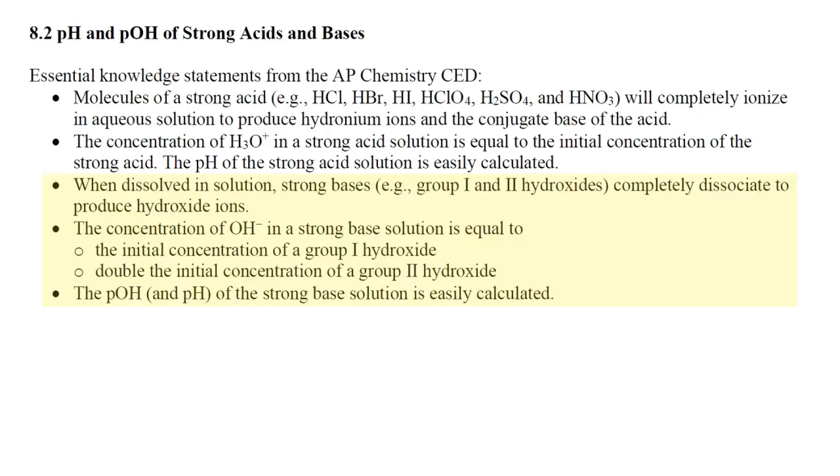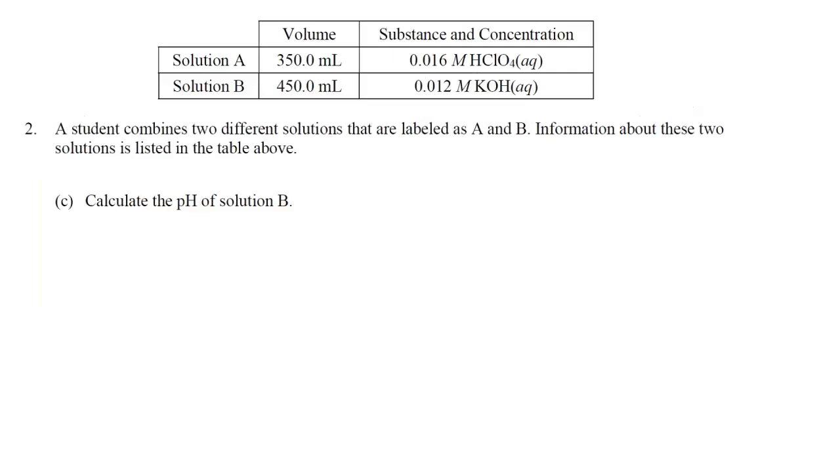When dissolved in solution, strong bases, for example, group 1 and group 2 hydroxides, completely dissociate to produce hydroxide ions. The concentration of the hydroxide ion in a strong base solution is equal to the initial concentration of a group 1 hydroxide. Now, if this were group 2, such as magnesium, calcium, strontium, barium hydroxide, then we would have to multiply by 2 to convert from the concentration of the group 2 hydroxide to the concentration of hydroxide. But this is a group 1 hydroxide. So KOH, we don't have to do anything extra.